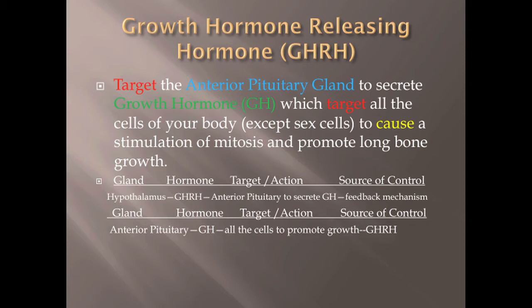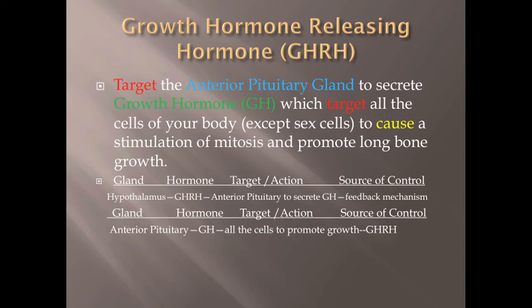In anatomy and physiology too, there is a chart that you have to make, basically going over all the hormones and where they're secreted from and what their target is and what was the source of control. So an example of this would look like right below, where it has the gland, which is the hypothalamus, hormone, which is the growth hormone releasing hormone. The target and action is the anterior pituitary gland to secrete growth hormone, and the source of control for the hypothalamus is the feedback mechanism.